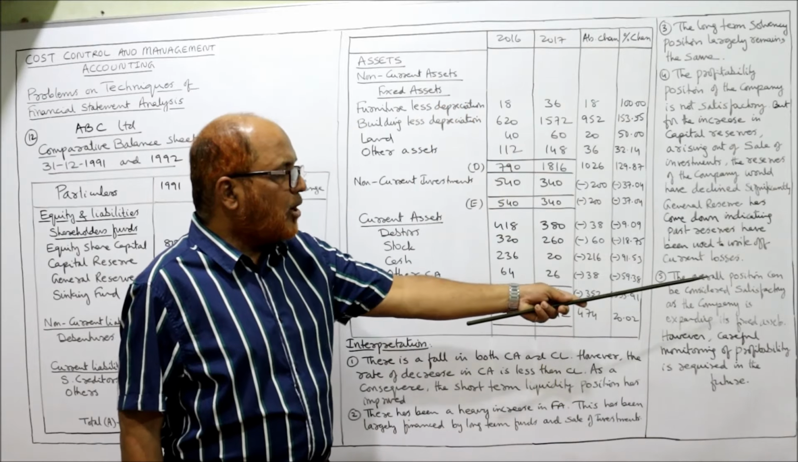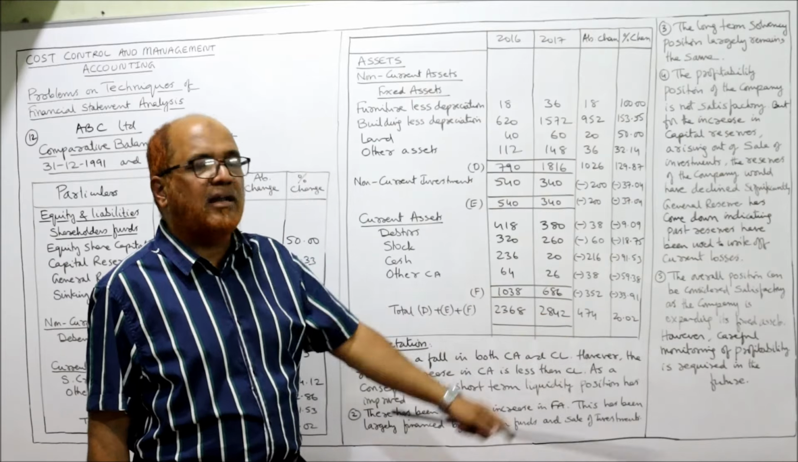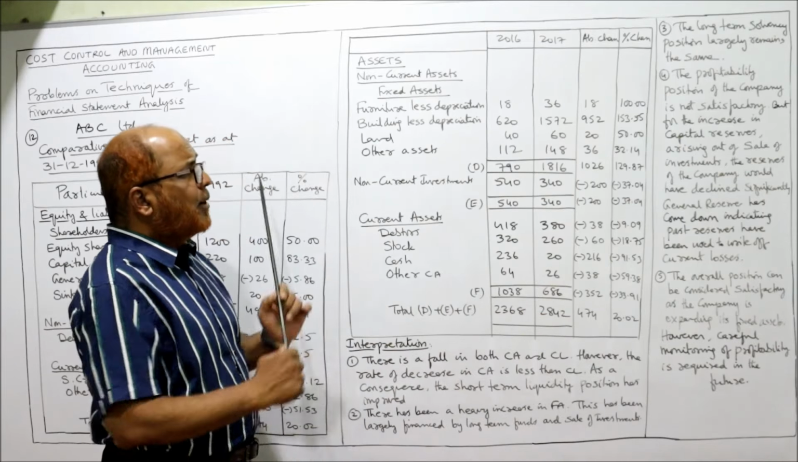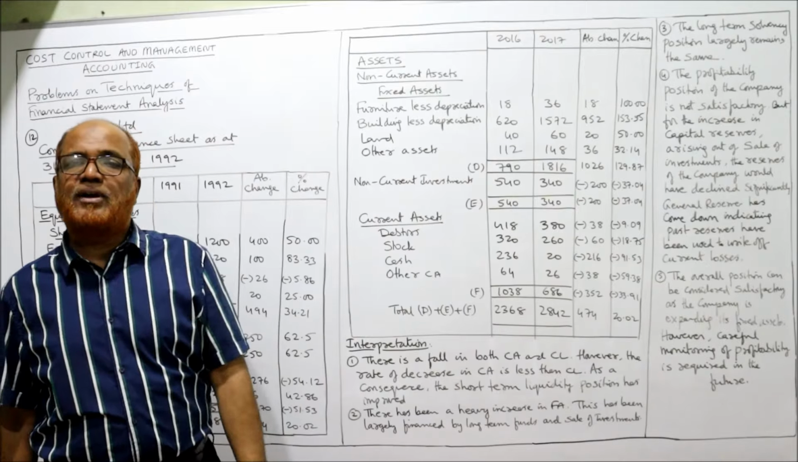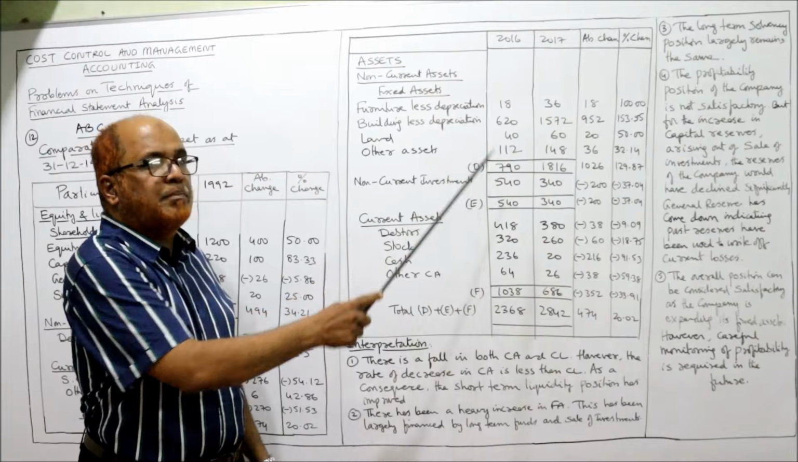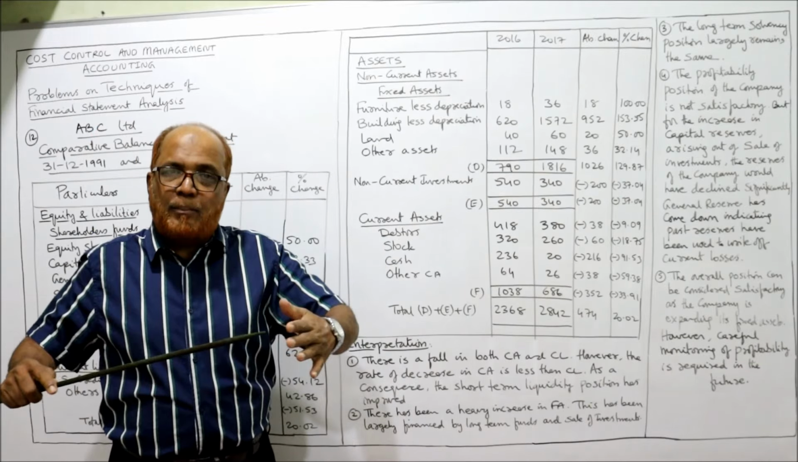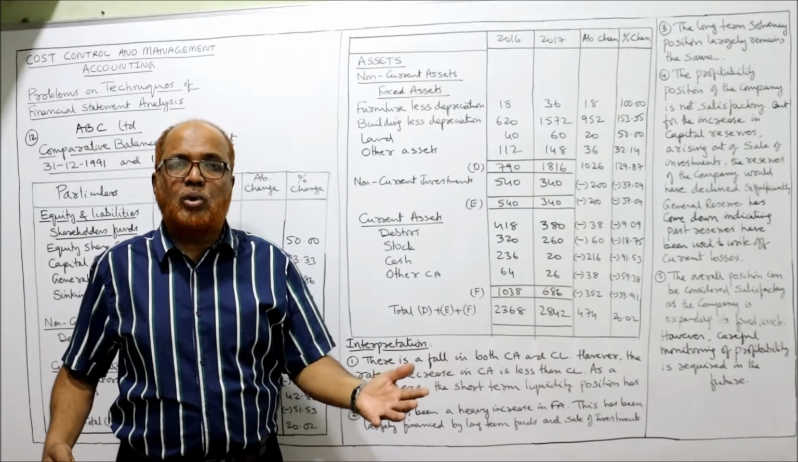Next one, the overall position can be considered as satisfactory as the company is expanding its fixed assets. By looking at this comparative balance sheet, we can see that the company is expanding the fixed assets, purchasing more and more fixed assets from long-term funds. That means the company is growing. So it's a good sign.